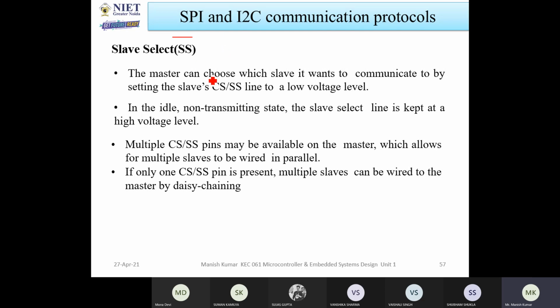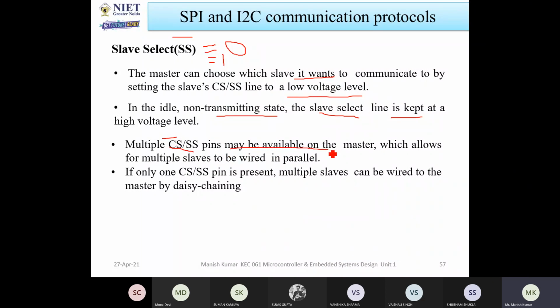So the master can choose which slave it wants to communicate with. No problem for providing the low voltage level. In the idle, non-transmitting state, the slave select line is kept at high voltage. If you want to use the slave, you provide 0. If you don't want to use any slave, you provide 1. Remember that, multiple chip select or slave select pins may be available on the master.